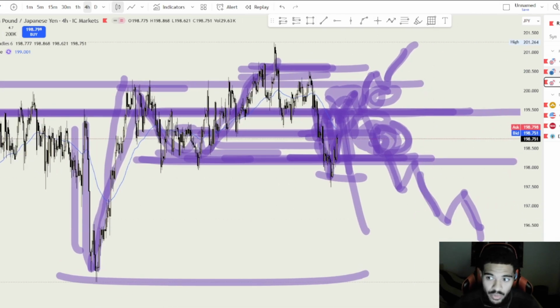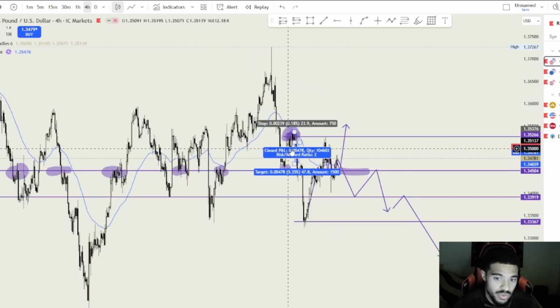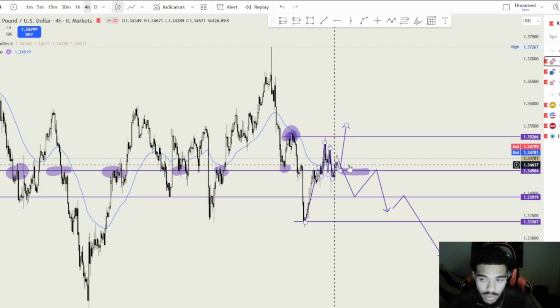Like I said, we've got Euro USD, which is giving us a nice signal, and GBP USD, which is also giving us a nice bearish signal as well. So we'll have to see next week.